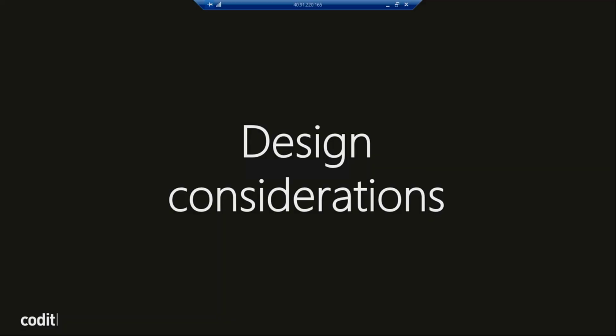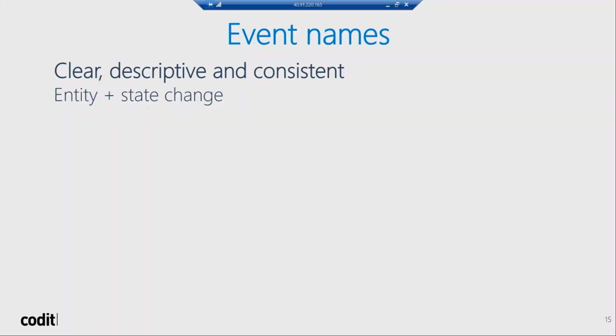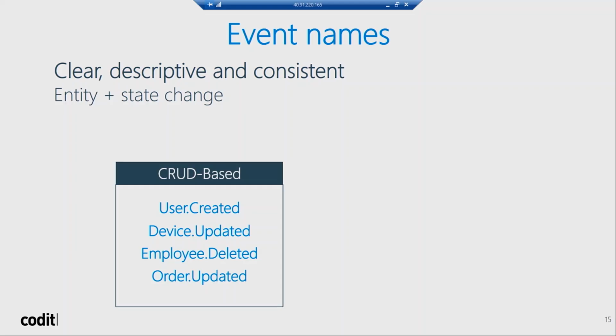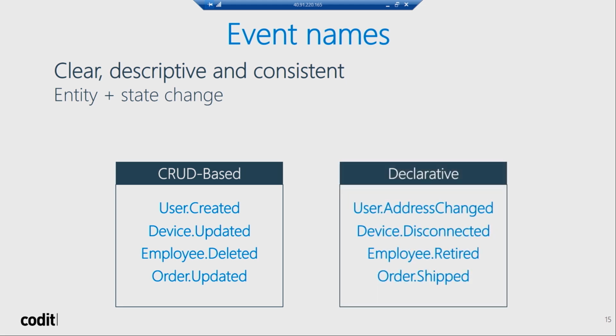So some design considerations. First of all, think about your event names. Make sure that you are clear, descriptive, and consistent. Typically, it's a combination of an entity, the object type, and the state change. You can do this CRUD-based, a user created, an employee deleted, and so on. But you can also go more fine-grained. You can say, more declarative, a user address changed, or an employee retired, or an order that has been shipped, invoice has been booked. You could also do a combination of the two, depending on your business scenarios and the needs of your customers.